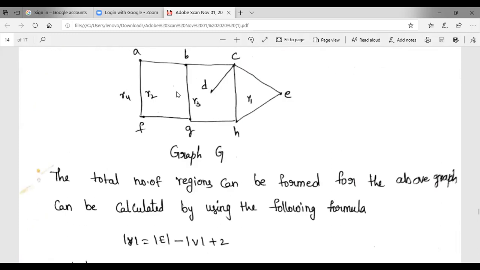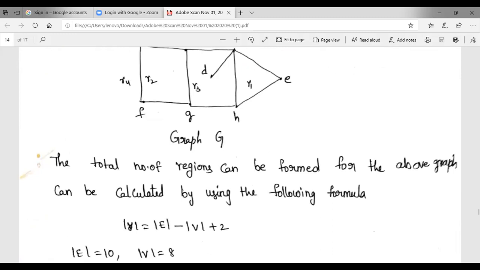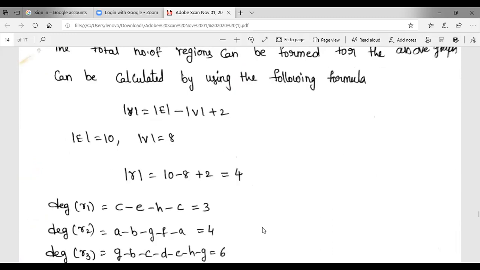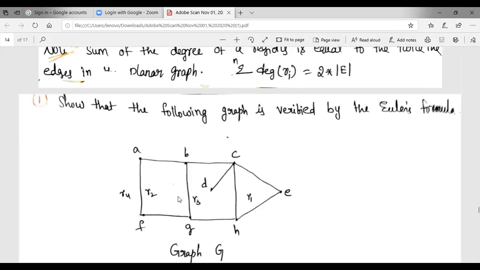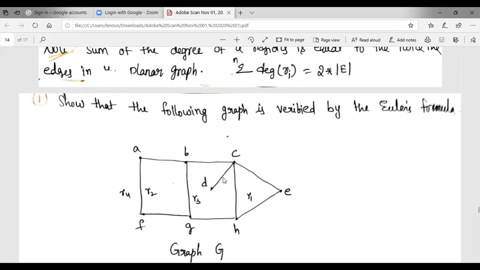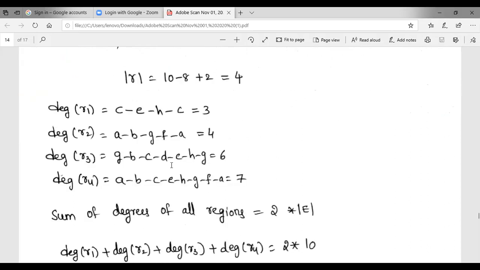ABGFA. So the number of edges here is 4. So the degree of R2 is equal to 4, and the degree of R3 is equal to, so R3: B, C, D, E, H, G. So G, B, C, D, E, H, G. So the number of edges is 6. So similarly, the degree of R4 is equal to 7.